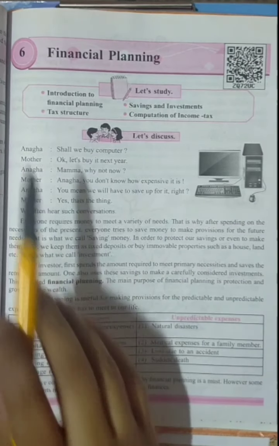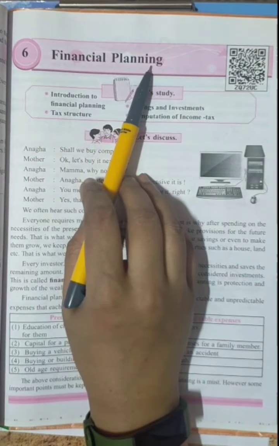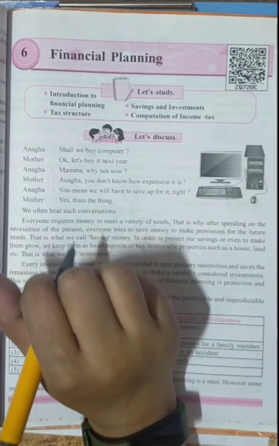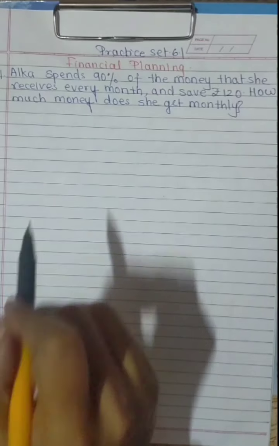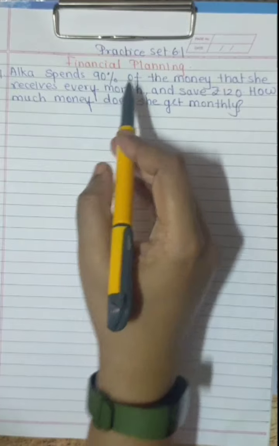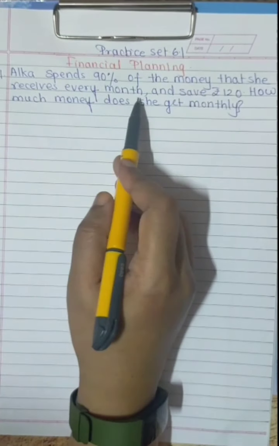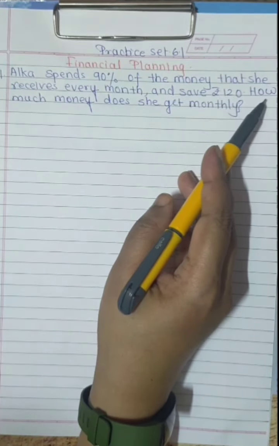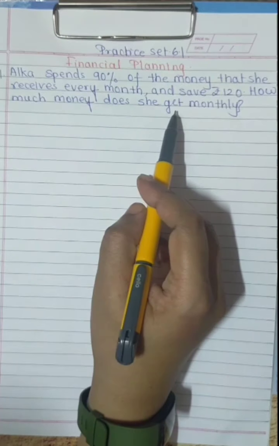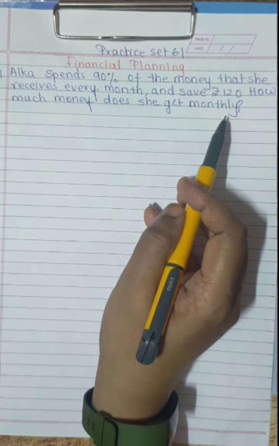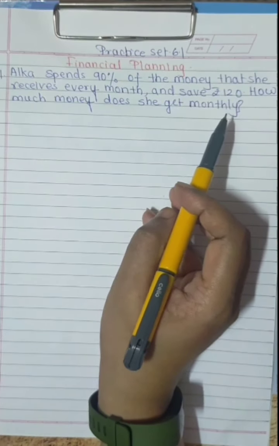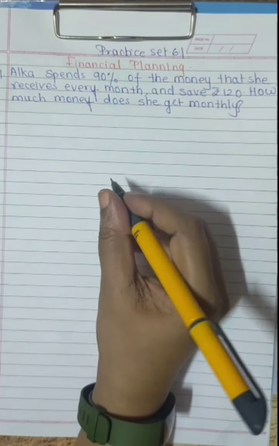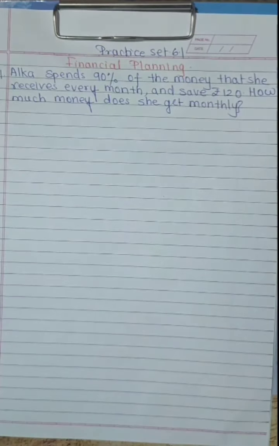Today we are going to solve chapter 6 Financial Planning, practice set 6.1. Now question number 1 is given. Alka spent 90% of the money that she receives every month and saves rupees 120. How much money does she get monthly? We have to find Alka's monthly salary. So we will start with the solution.